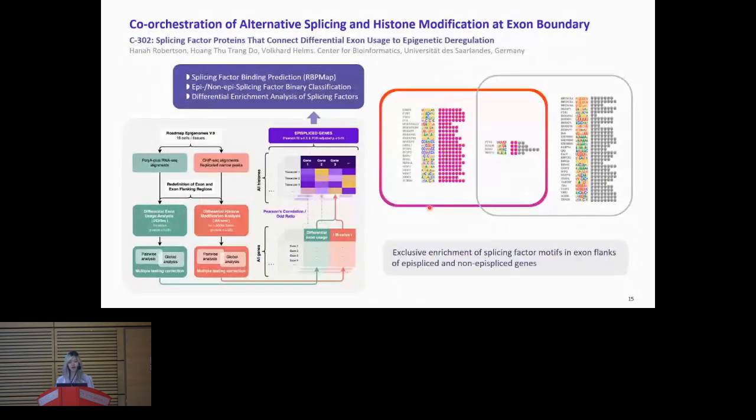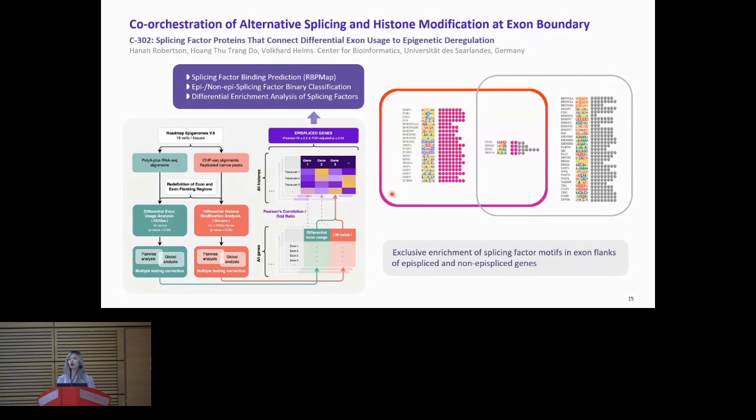So we have a few outlooks to extend this line of work. Actually, we have performed a study to look at the splicing factors that could potentially distinguish episplicings from non-episplicings, and it's the work from my colleague Hannah Robertson, which was presented in poster C302. Of course, now I cannot tell you to come and check out the poster, which is a shame. But you can connect to us on the live platform.